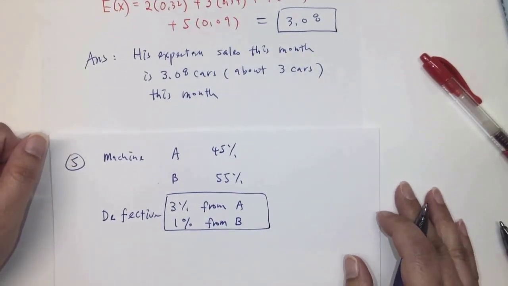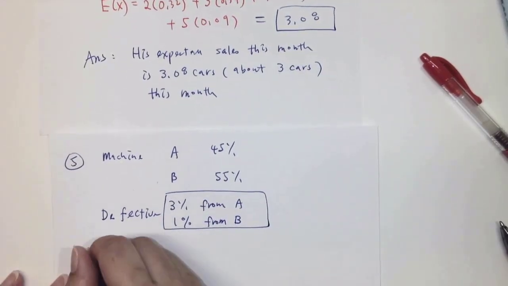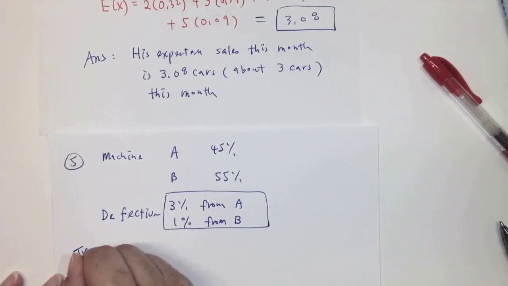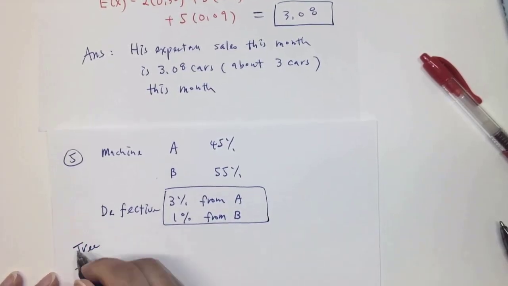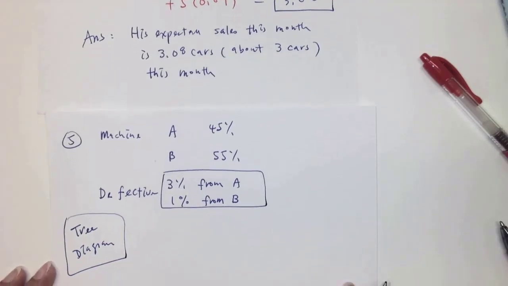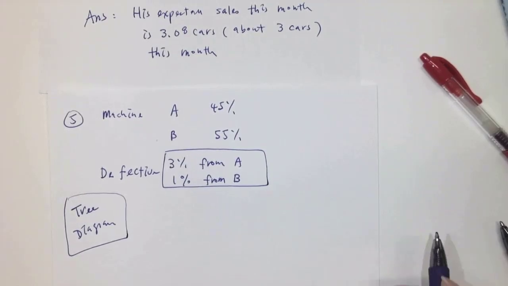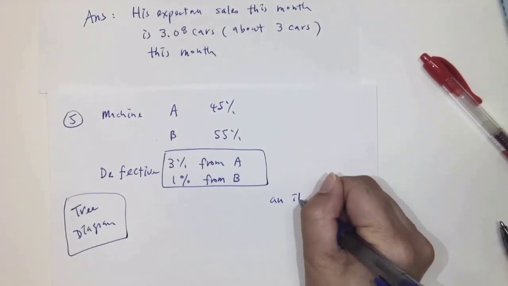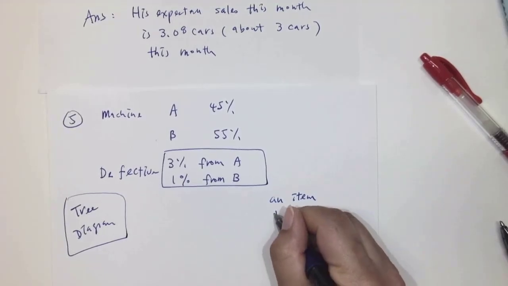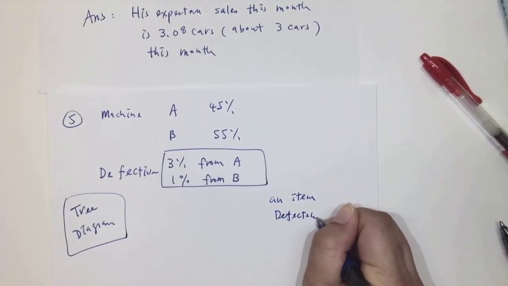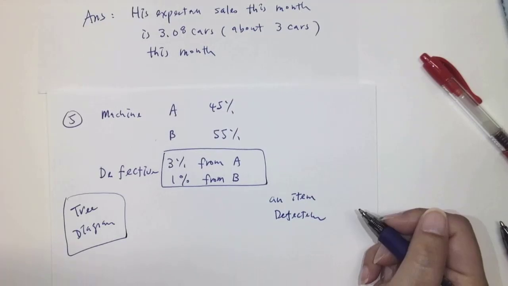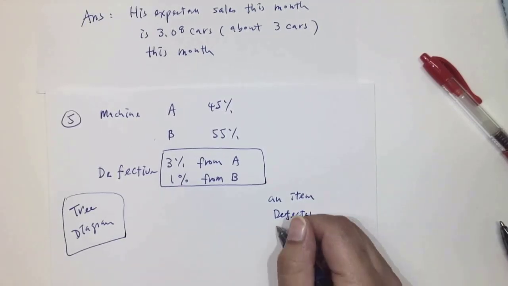So this is what's going on here. They want a tree diagram first, and then if an item is selected randomly and is defective, so you pick a random item, it's defective, what is the probability it is from machine A?